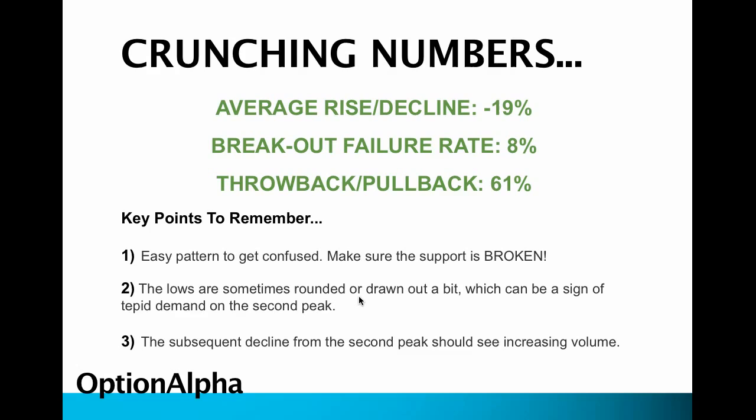And number three, the subsequent decline from the second peak should see increasing volume. This is really a big key point. You don't really want to see increasing volume on the low in between the peaks, because that would suggest that people are coming into the stock at lower prices, and so they're really confident in higher bullish moves. But you actually want to see increasing volume as the stock declines, meaning that people are hitting the exit button and rushing for the exits.